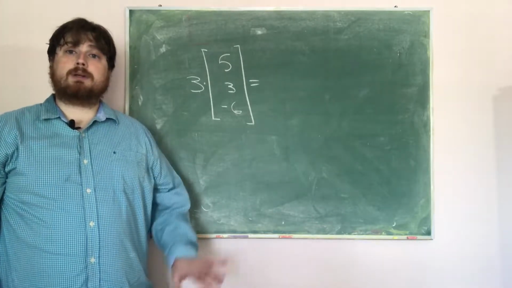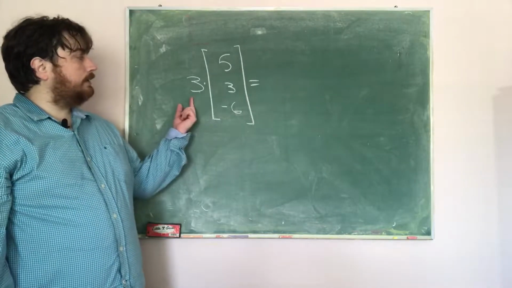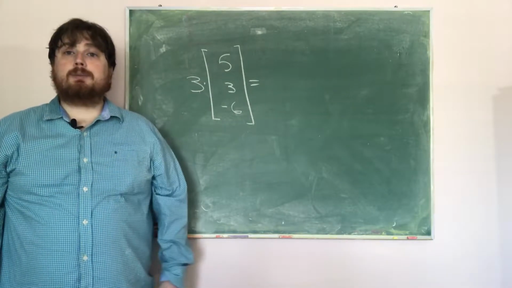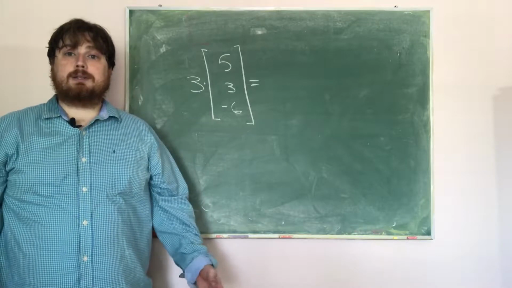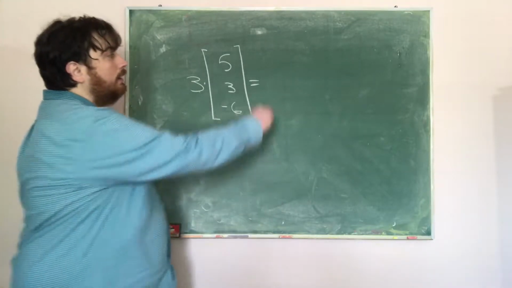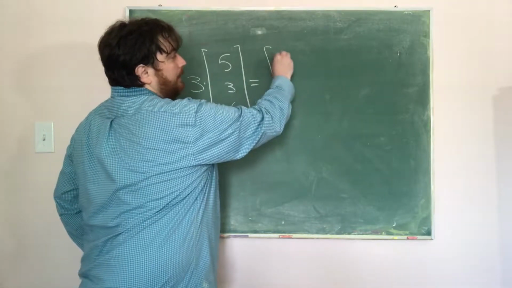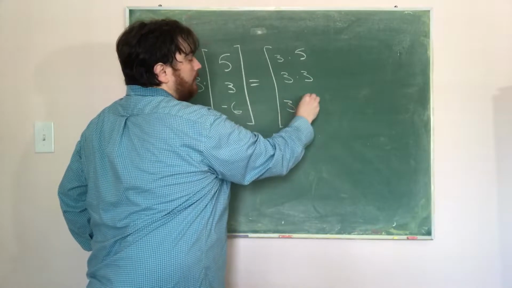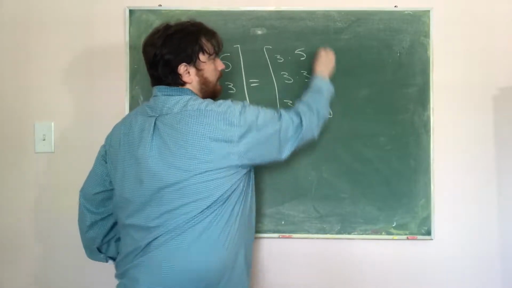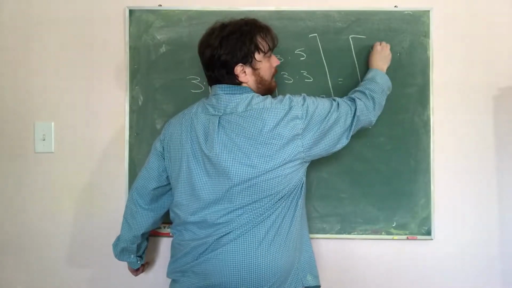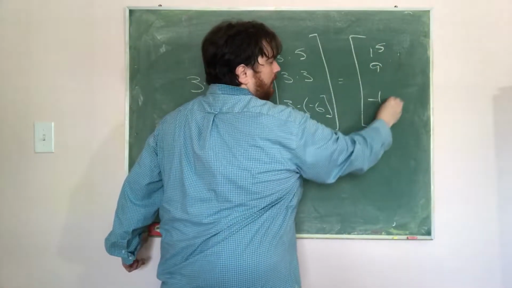The first piece I'm going to pick out is the easier of the pieces, and that is I'm going to take 3 times the matrix 5, 3, negative 6. So remember, if we're multiplying a matrix by a scalar, we just multiply each of the terms by that number. So what this becomes is 3 times 5, 3 times 3, and 3 times negative 6. So I end up with the new column matrix, 15, 9, negative 18.